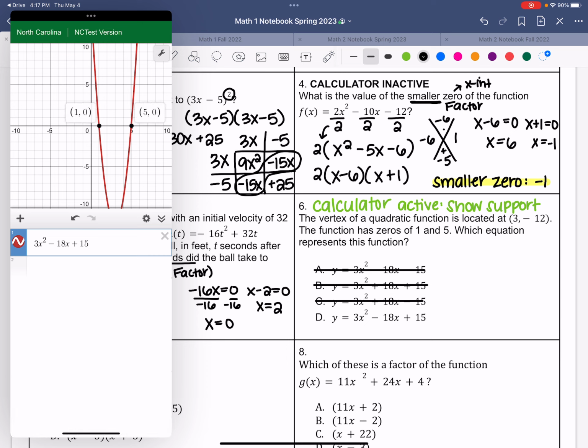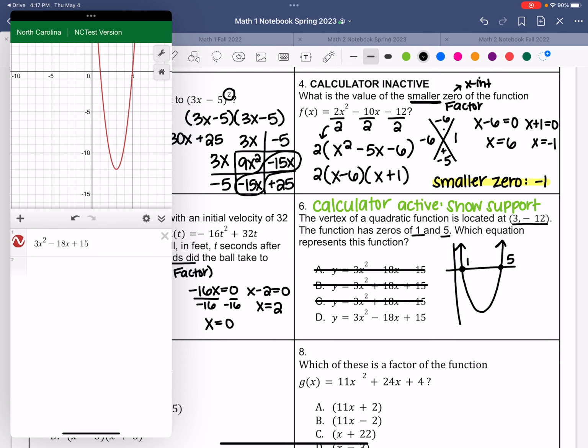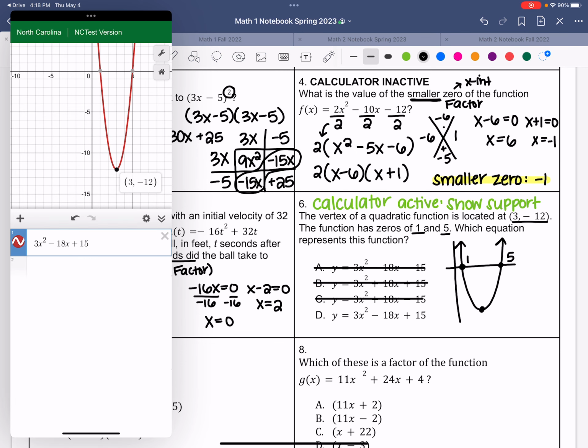So we're going to check, and here's how we would show the work for this. A sketch of the graph showing that I have these three things that I needed. So I have just kind of a sketch of what this looks like: 1 and 5 for my x-intercepts, and that vertex at (3, -12). So that's the work that you would need to show for one like this.